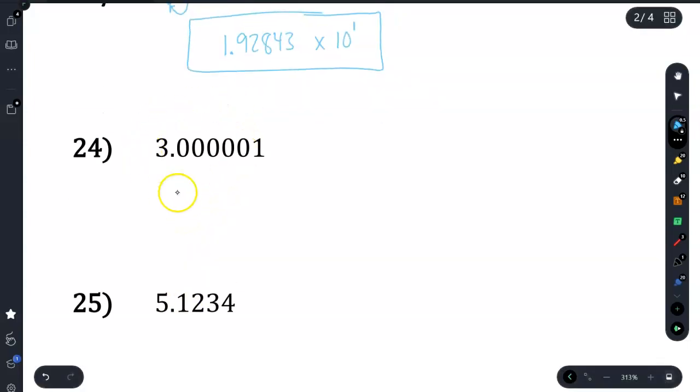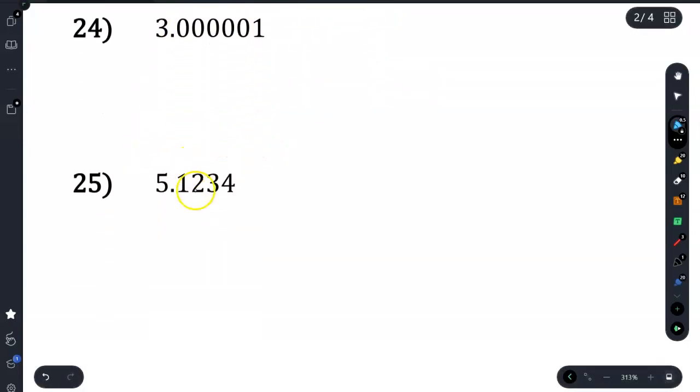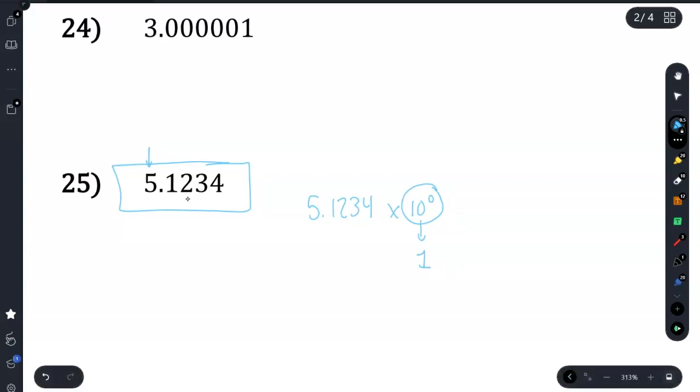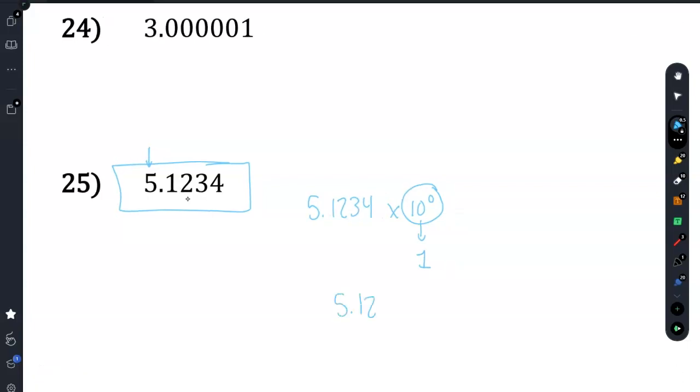25 is a slightly tricky one. And 25 corresponds with your 24. But 25, I have 5.1234. So if we look at this, I only have one digit in front of the decimal. So I don't need to do anything to this. This is just 5.1234 times 10 to the 0. And 10 to the 0 is the same thing as 1. And if you don't believe me, you can check that in your calculator. It seems unique, but 10 to the 0 is just 1. So if I multiply this times 1, I'm just left with 5.1234.